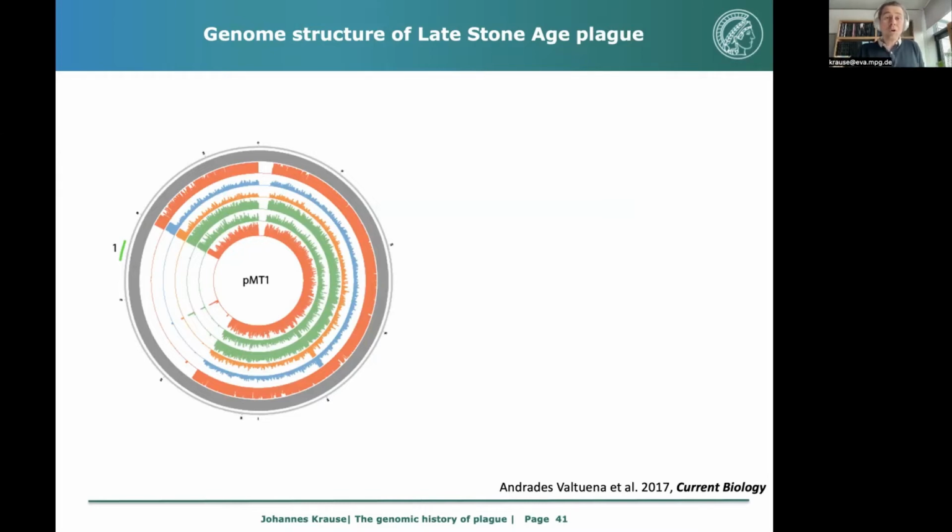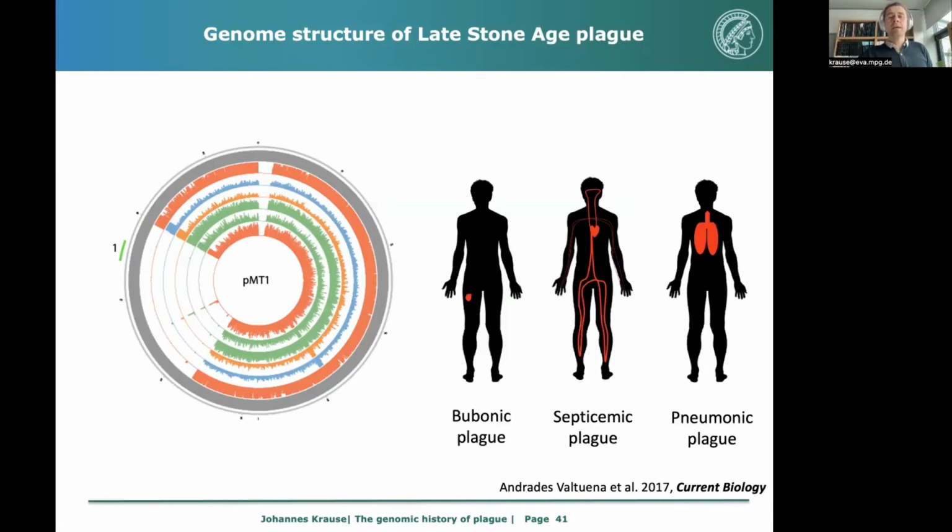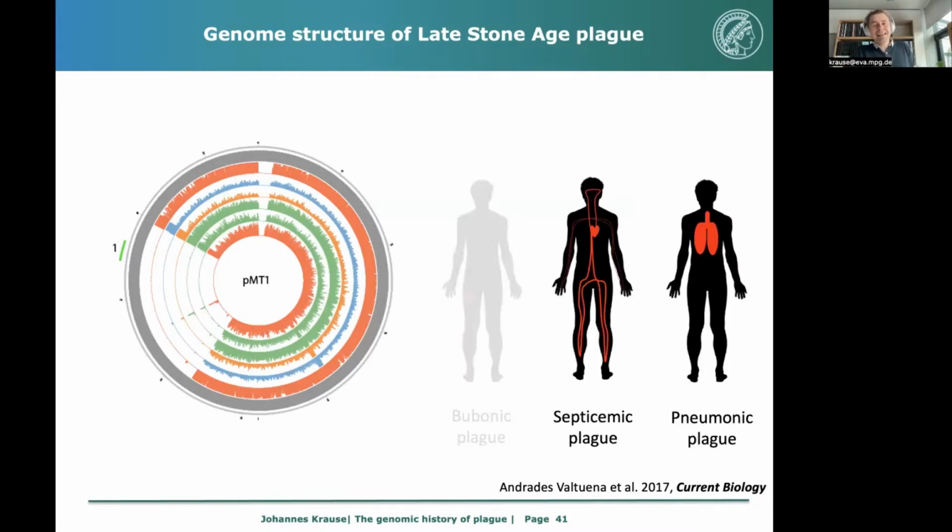So therefore, it couldn't cause bubonic plague, because it couldn't be transmitted by kind of biting fleas. So it's not bubonic plague. It then leaves 2 other possibilities. So septicemic plague, where those people died of sepsis. So it has somehow entered the bloodstream. How? So some sort of sepsis, but then, you know, how did it get in? We don't know. Or pneumonic plague.